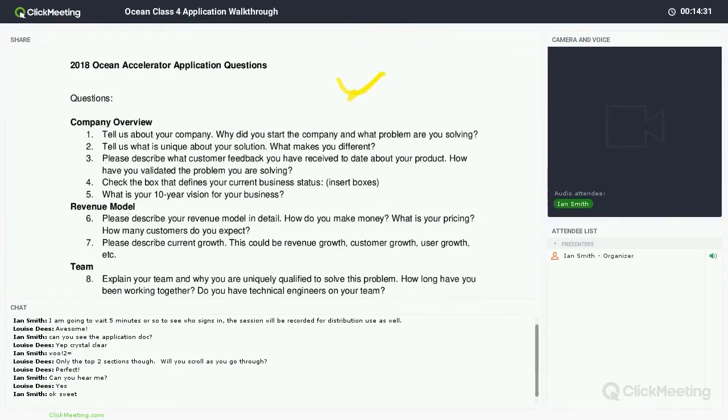Let's go to question 5. What is your 10-year vision for your business? 10-year vision for your business, I get a lot, why do you even include this question? 10 years, who knows what's going to happen? The company could be underwater. We could have already sold it in year 5 or year 7. Really what we're looking for here is the why. We're looking for the why behind your business.